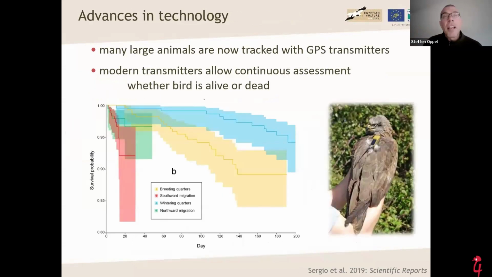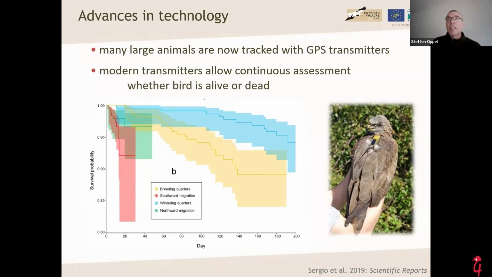Now, for the last 20 years, we have enjoyed advances in technology that now make it much, much easier to actually track birds and monitor their survival almost in real time. So we no longer rely on catching ringed birds once or twice a year to estimate whether they have survived or not. We're now able to attach GPS transmitters on large animals that send us locations every few minutes or hours. And with those modern transmitters, we can assess whether the birds are alive or dead almost continuously.